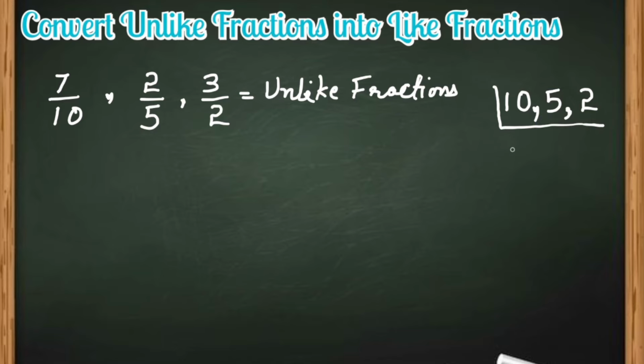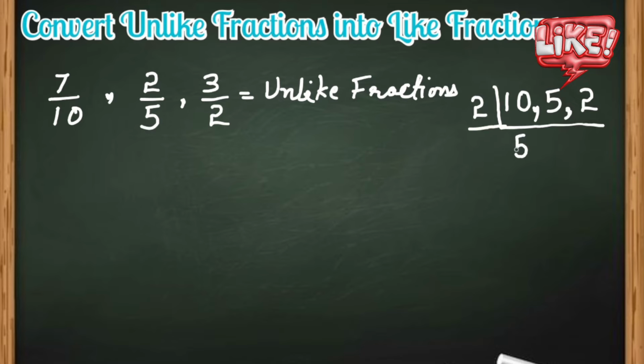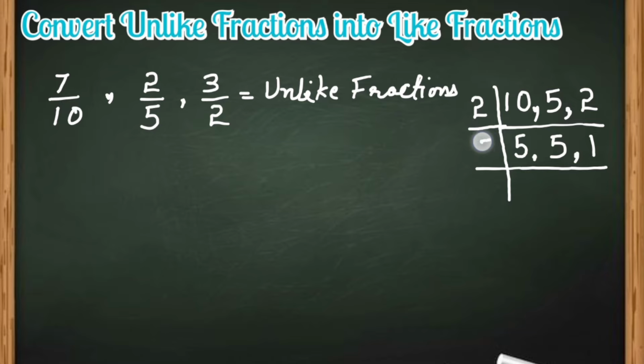So let us divide all the denominators, that is 10, 5, and 2 by any number at the same time. Now let us take 2 and divide them. So 5 2's is 10. Now 5 cannot be divided, so write it as it is. Next, 2 1's is 2. Now 5 and 5 remains. So again we'll divide these in next step. By dividing them by 5, we got 1. So all the denominators got divided.